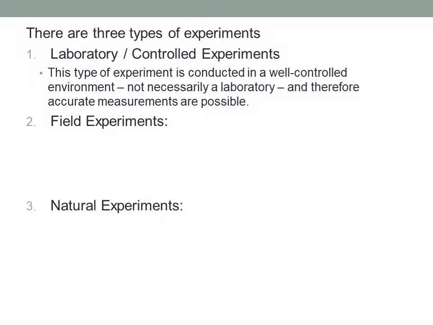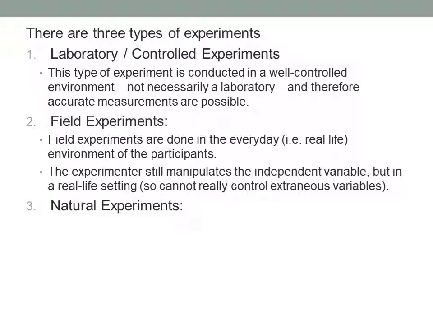The second type is field experiments. Even though you are doing engineering work, you need these field experiments. A field experiment is done in a real life environment. So you don't have control over variables as much as you do in the laboratory, or what we call a controlled experimental setup. In this experiment the investigator still manipulates the independent variable, but it is usually under a real life setting, so you cannot control most of the extraneous variables.